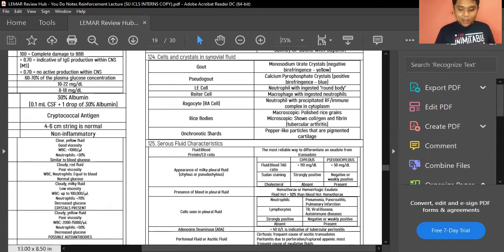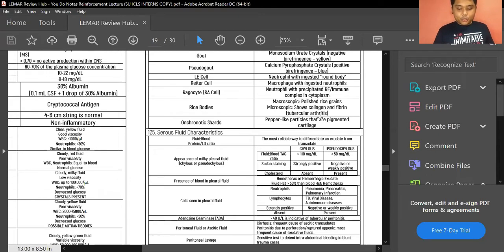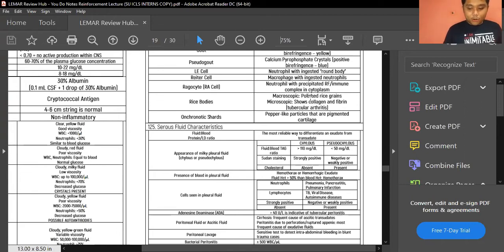Rice bodies, macroscopic, look like polished rice grains. Microscopic, they can show collagen and fibrin. Take note, dears, that rice bodies can be seen macroscopically and microscopically. Ochronotic shards, ground pepper. Pepper appearance in your cartilage, usually seen in ochronosis. And again, what is the metabolic disorder of ochronosis?